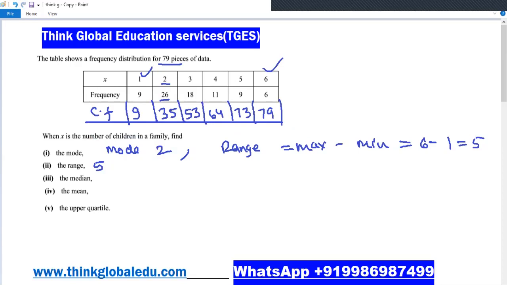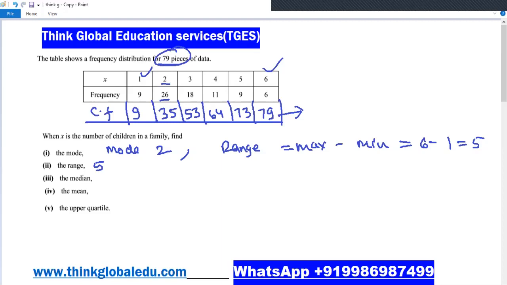Remember, the last value of cumulative frequency is always equal to the total pieces of data in the distribution. The total pieces of data are 79, so this last value is also 79. This must be the same, otherwise you have made some mistake in the calculation.